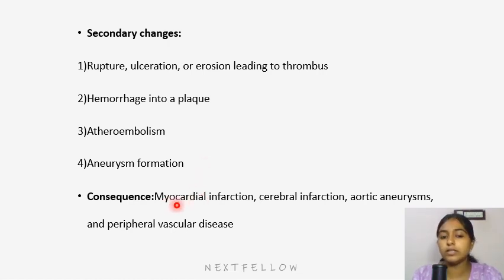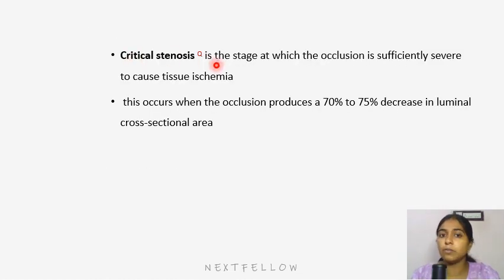The main consequences due to atherosclerosis involve MI, cerebral infarction leading to stroke, aortic aneurysms and peripheral vascular disease leading to gangrene. So critical stenosis is the most important question they will ask for viva. Critical stenosis is nothing but a stage in which the occlusion of the blood vessels is so severe as to cause tissue ischemia. This occlusion will be a 70 to 75% decrease in the luminal cross-sectional area of the blood vessels.